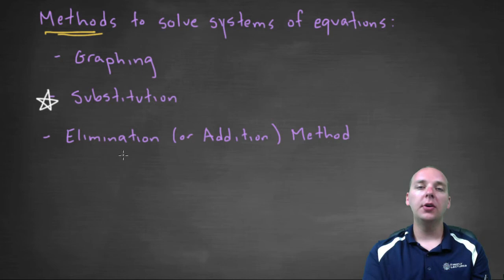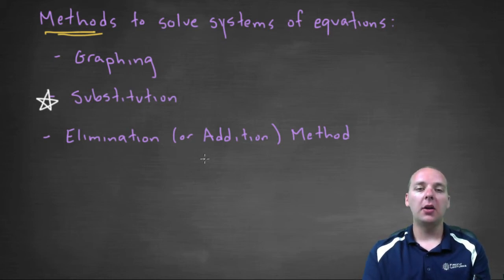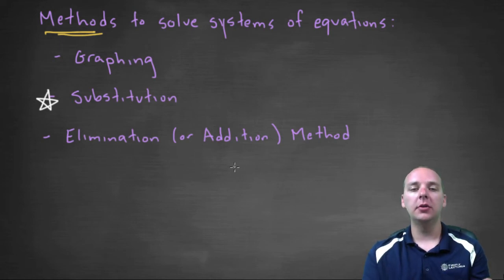And then there's a third method called the elimination method, but if you pick up five different textbooks, the last method could go by five different names. Some textbooks call it the elimination method. Your textbook might call it the addition method. Those are probably the two most common names it goes by, but just be aware the name of the last one varies from textbook to textbook.